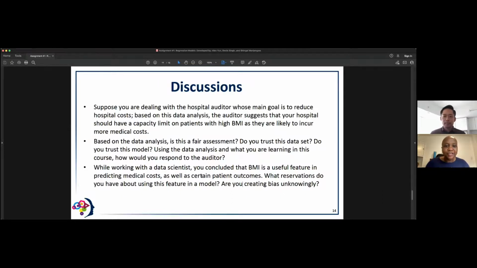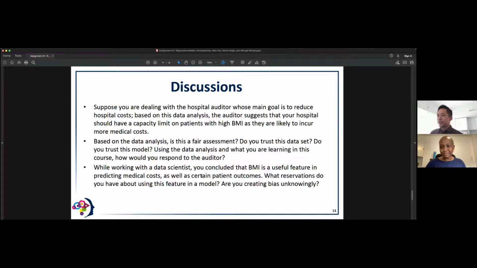So the first thing is just setting the scene. Suppose you're dealing with the hospital auditor whose main goal is to reduce hospital costs. So that's the objective. Someone is here primarily to reduce costs. Based on this data analysis we've just done, the auditor suggests that your hospital should have a capacity limit on patients with high BMI, as they are likely to incur more medical costs. Now, first things first, Alex, is this something that's in the data, or is this auditor making it up?